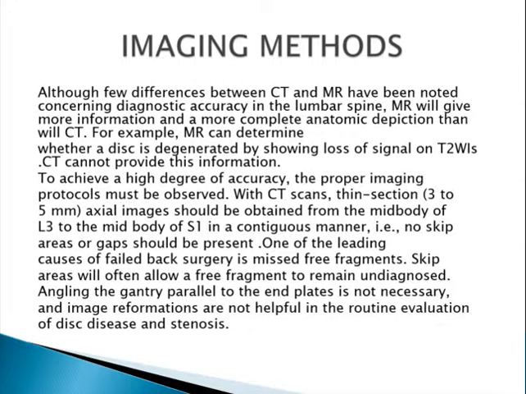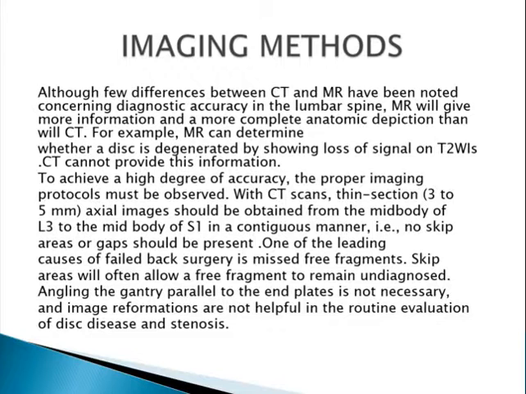which is not available with CT scan. And to achieve the highest degree possible of accuracy, we need continuous cuts, 3 to 5 millimeter thick axial images obtained from the midbody of at least L3 to the midbody of S1 in a continuous manner. There should be no skip areas. And why are there no skip areas? Because the most common cause of failed back surgery is missed free fragments. If we have skip areas, we can miss these free fragments, and they can go undiagnosed.